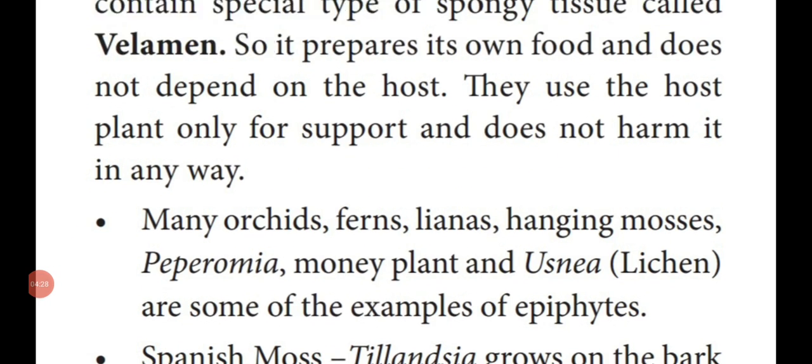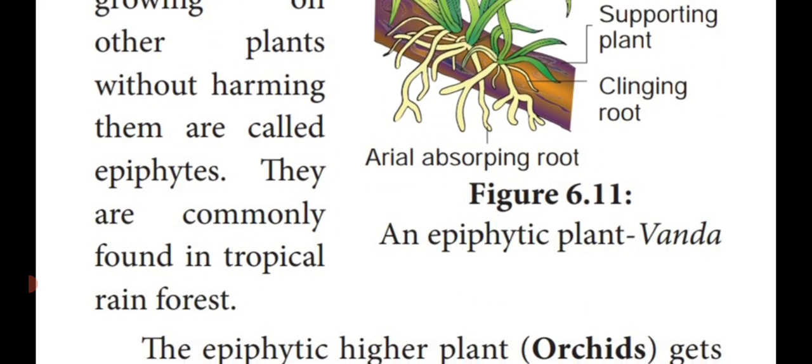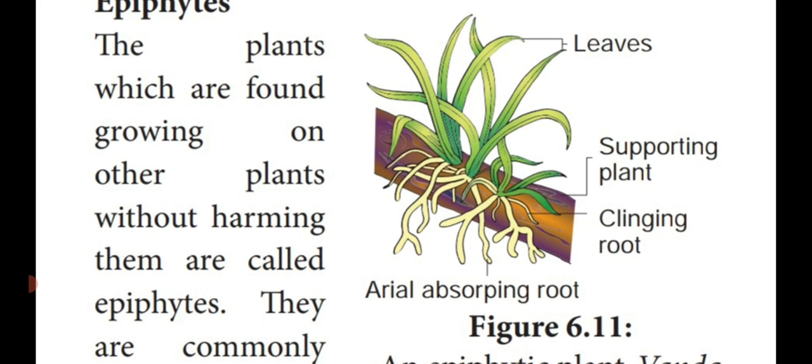Dear students, this is the best example of commensalism: epiphytes. What are epiphytes? We already studied them in 11th standard. Plants which live on the bark of a tree without harming the host plant are known as epiphytes. These epiphytes are found in the tropical rainforest region.